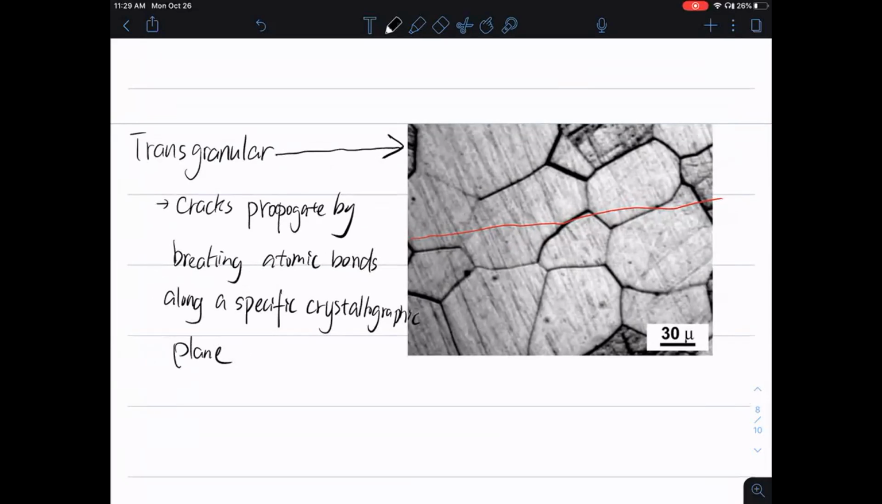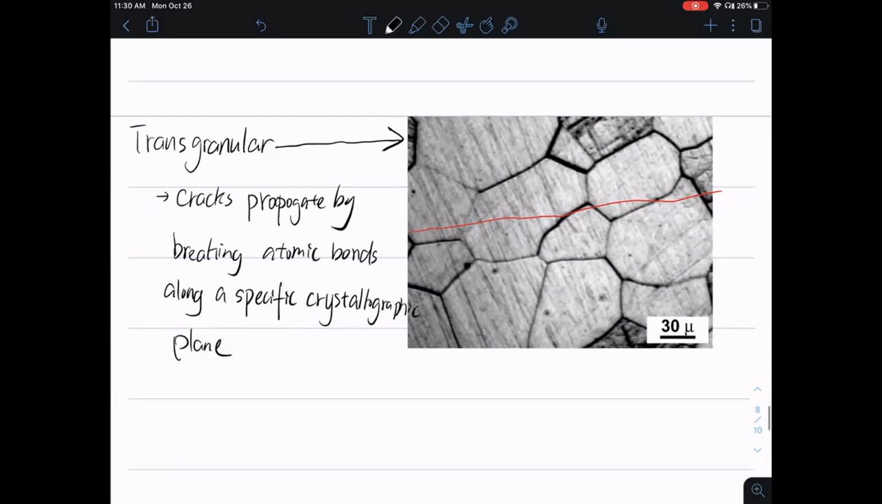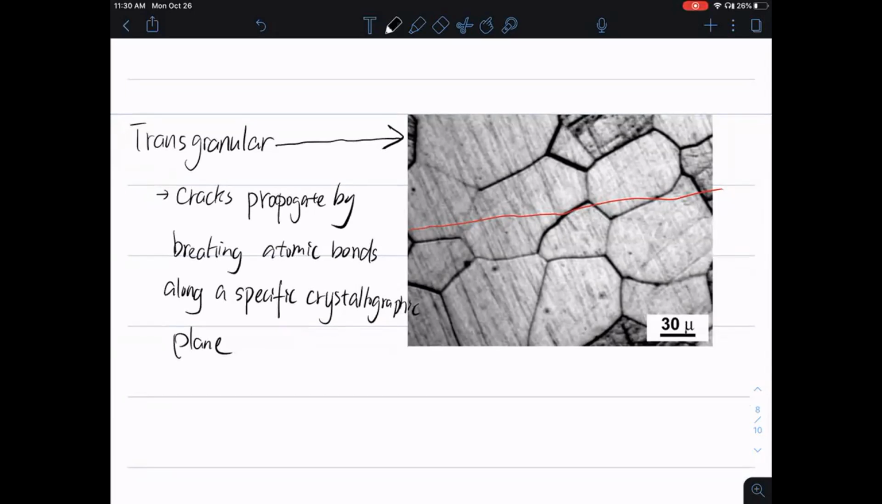You can imagine for this type of fracture, transgranular fracture, it requires more energy because it has to break so many bonds. Imagine inside of each grain, there are so many atoms. You have to break the bond between each atom. And that direction depends on the material. It follows certain crystallographic planes.